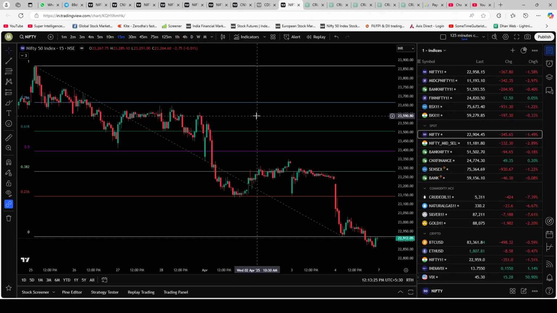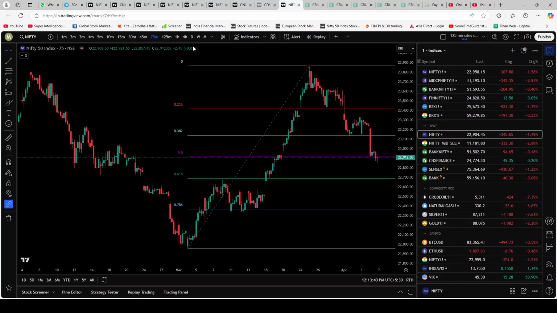I was working on 5 minutes, I've currently switched to 15 minutes, and that seems to be working good for me at this point of time. And I see that in the last few days, all the action is happening in the first 1 hour. After that, the markets are just consolidating.